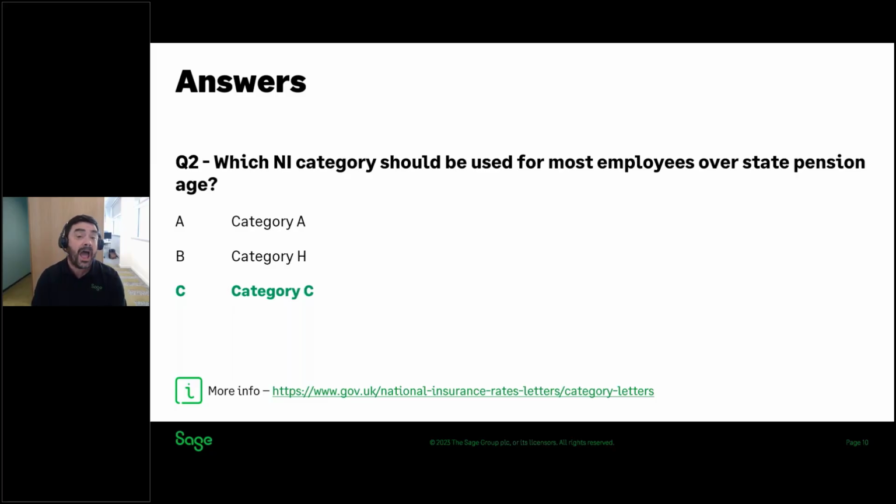So that is where there are employer-only contributions. Once you reach state pension age, you no longer need to pay national insurance. If that employee happened to work in a Freeport or investment zone, they would use the equivalent category of either S or K. Category A is the standard rate contributions, which is for most employees in the UK, and category H was for apprentices under the age of 25.